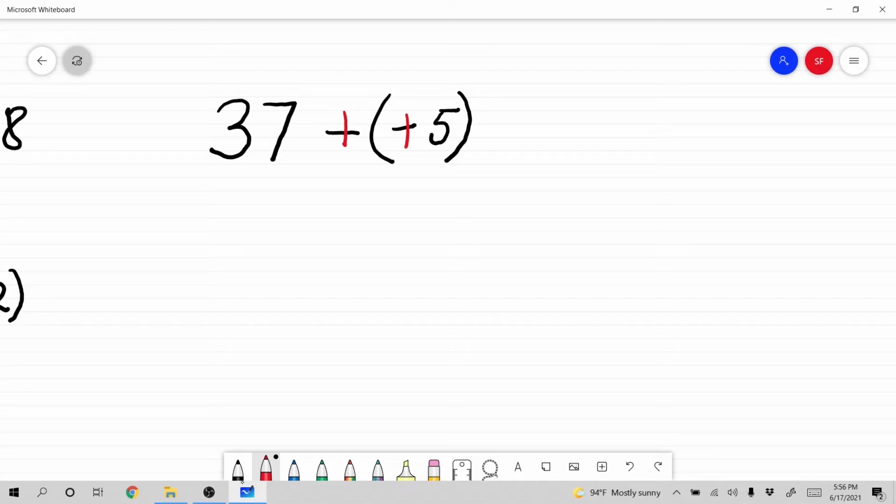So instead of being 37 minus 5, it's 37 plus 5. That's our bonus rule. Two negatives right in the middle, we ka-chink and it turns into adding.